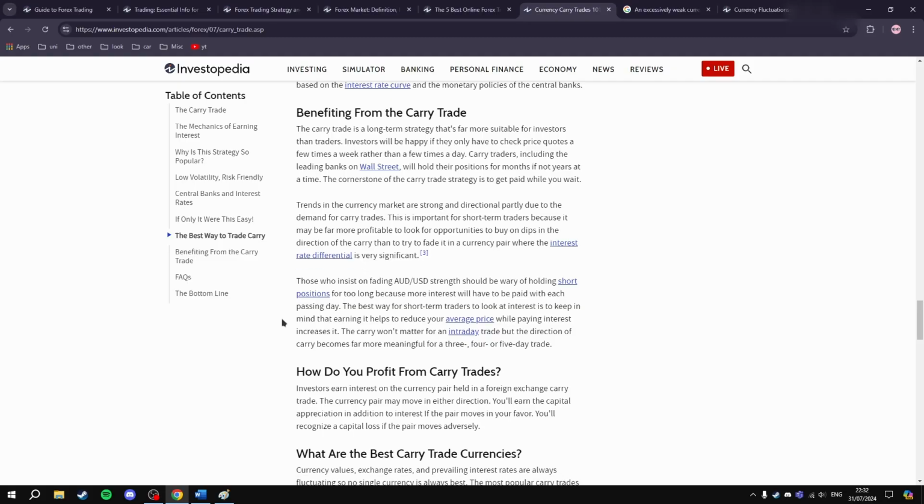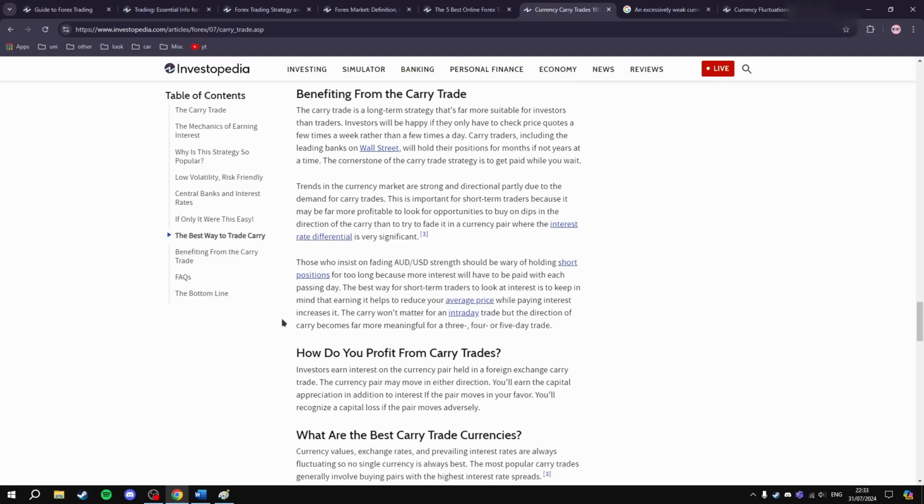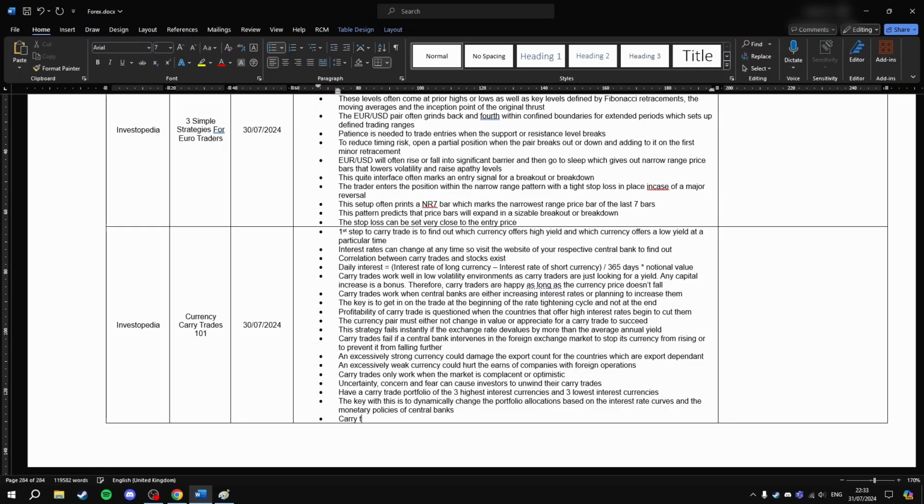Benefiting from the carry trade. The carry trade is a long-term strategy that's far more suitable for investors than traders.